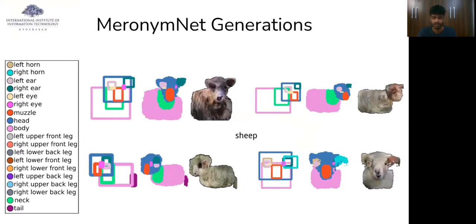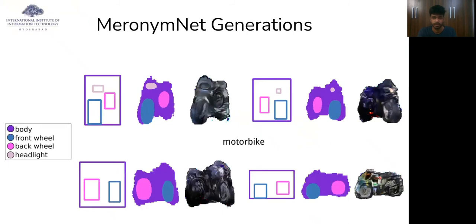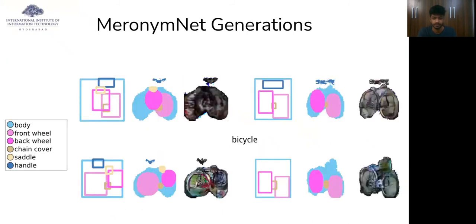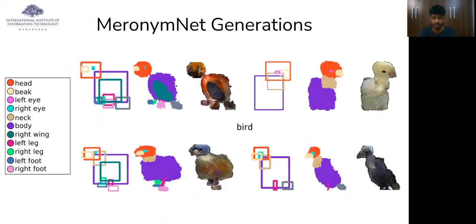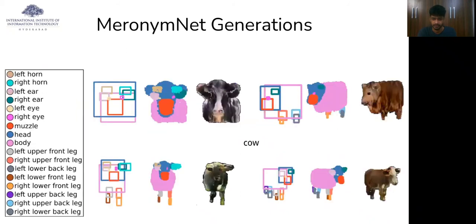Let's look at the sample generations by MeronymNet. For each sample, the generated bounding box, the corresponding label mask, and the RGB object can be seen. Notice the diversity in number of parts, appearance, and viewpoint among the generated objects. The generations here are for sheep. This is for person, motorbike, horse, airplane, bicycle, bird, dog, cat, and car.